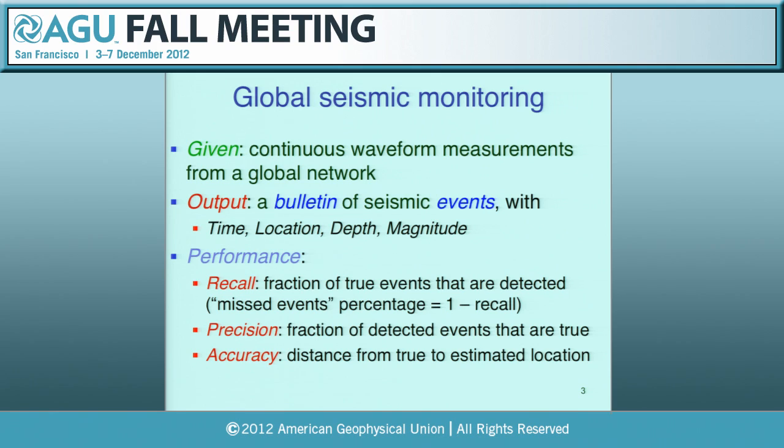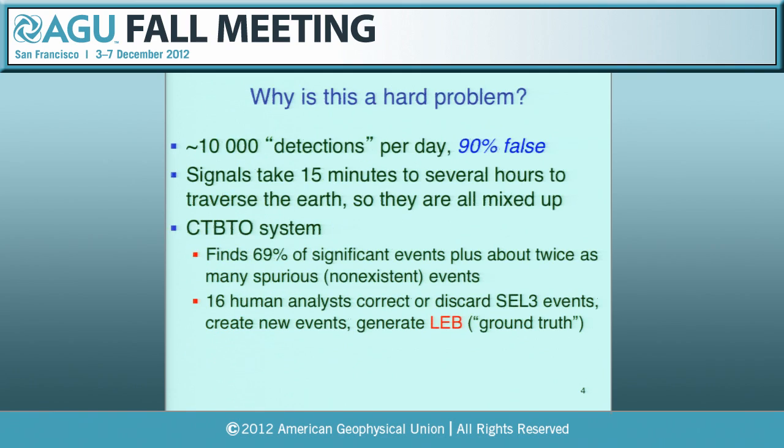We're also interested in 1 minus recall, which is how much you miss. Precision is the fraction of events that you announce that are in fact real. Obviously, if you announce that events took place at every location at every time, then you would get very good recall but terrible precision, and that would not be helpful. And finally, we're interested in the location accuracy of the detected events.